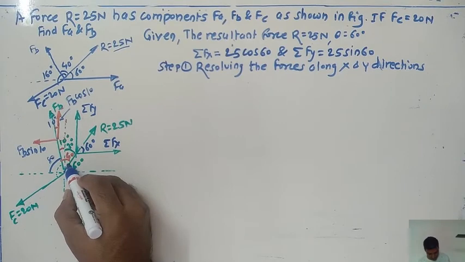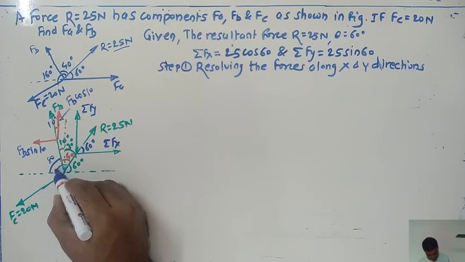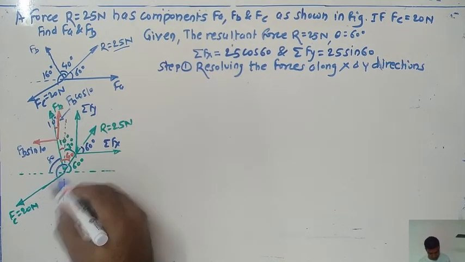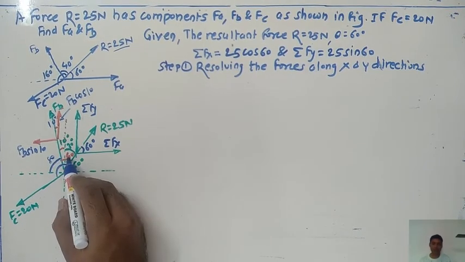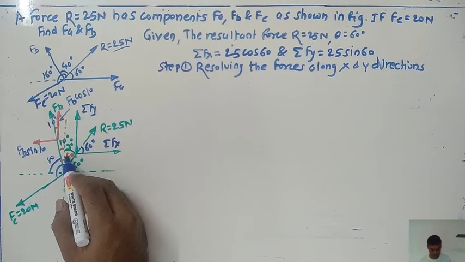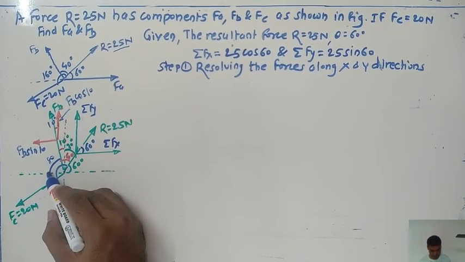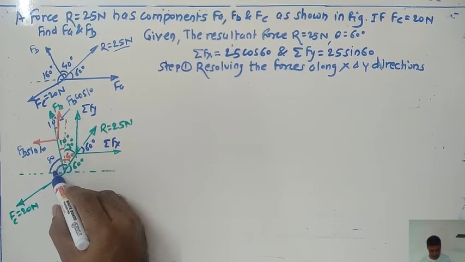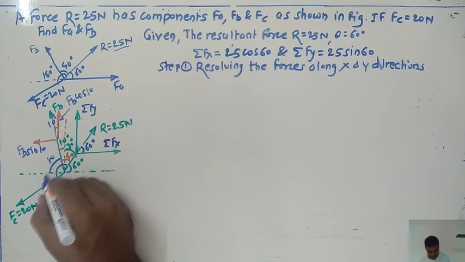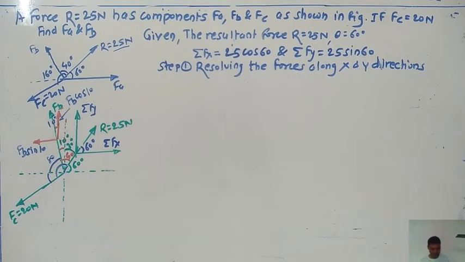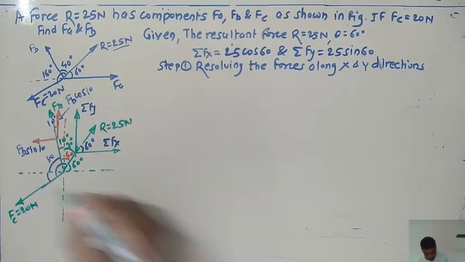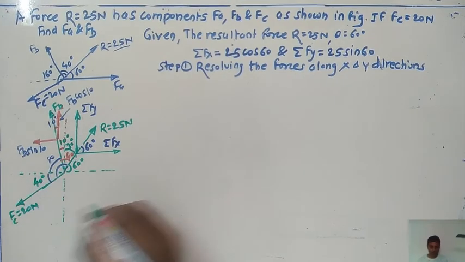Up to here we have 40 degrees, and from this one to here, this angle is given as 160 degrees. This one is 40 degrees, this one is 80 degrees, so 80 plus 40 is 120 degrees. So up to here is 120 degrees, and up to here is 160 degrees, so what is this angle? 160 minus 120 is 40 degrees. I hope this angle is clear to you.